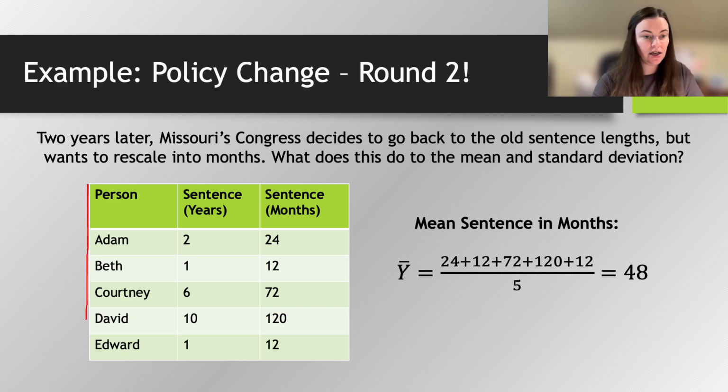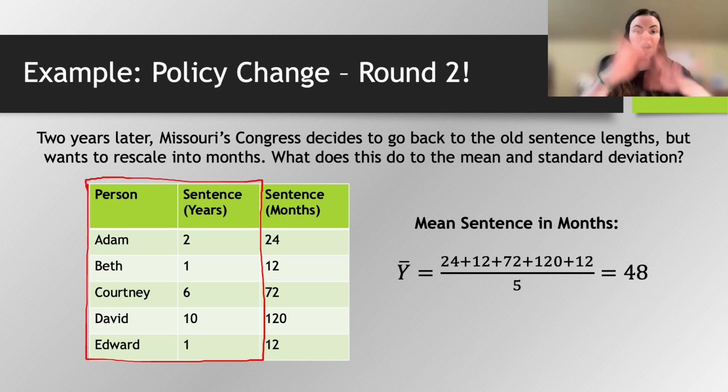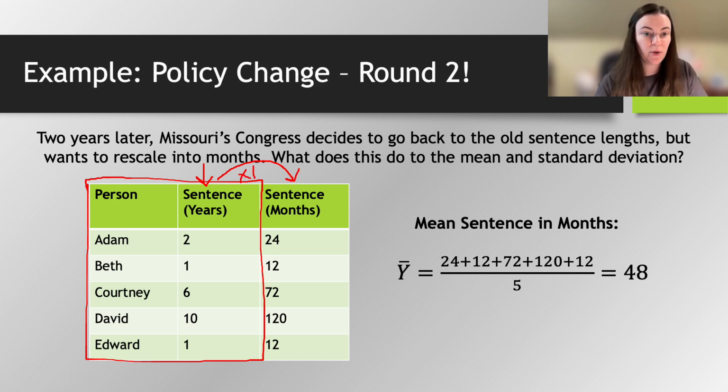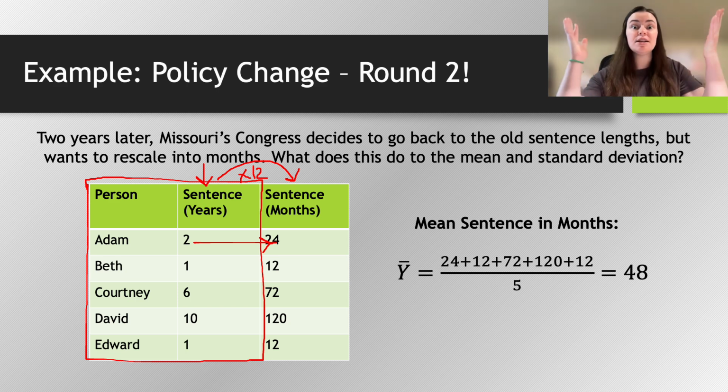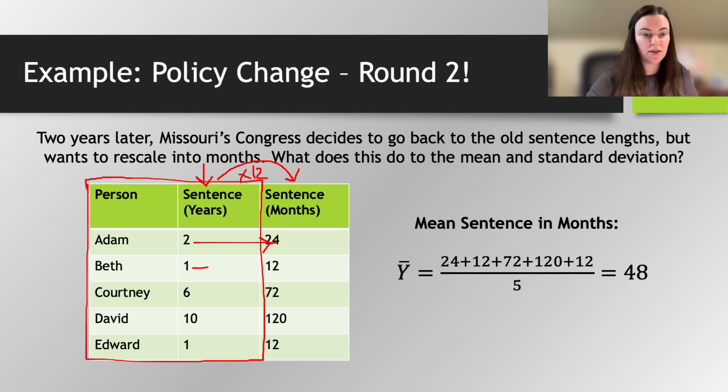So what I'm looking at here is our original chart again. So we're back to the very first one. So we're not adding those 2 additional years from the previous example. This is our original data here in the second column. And if we are rescaling everything into months, we are multiplying everything by a factor of 12. 12 months in a year. So basically the sentence lengths are going to be exactly the same, but Missouri's Congress just got weird and said everything has to be in months now instead of years. So that's where I'm getting all these values. So 1 year is now 12 months, 6 years is now 72 months, so on and so forth.